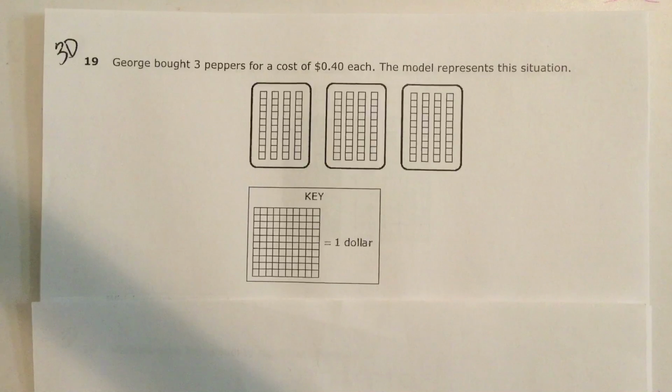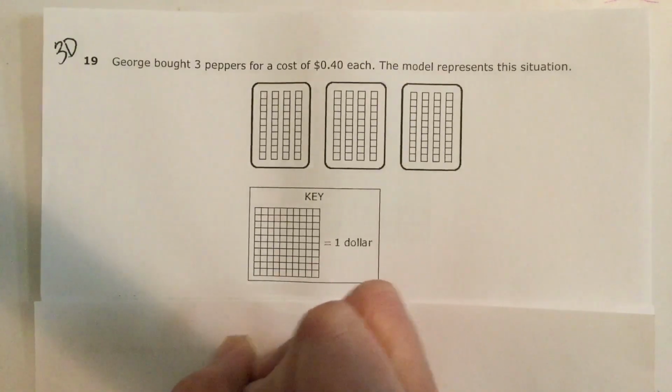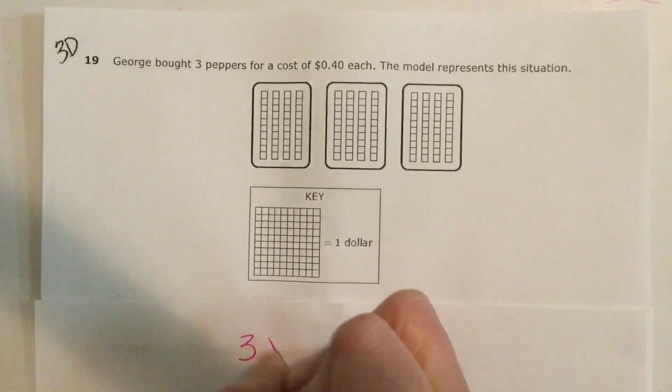Okay? George bought 3 peppers for a cost of 40 cents each. The model represents this situation. Okay, so I want you to write me the equation. What would the equation look like? Okay, we'll solve it later. I just want to know, what would the equation look like? 3 peppers, and they cost 40 cents each. Okay, that's 3 whole peppers times 40 cents each.